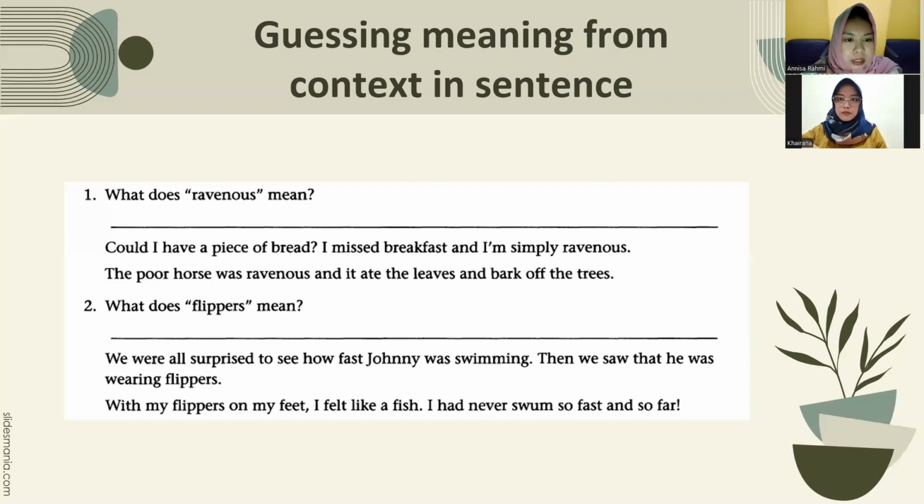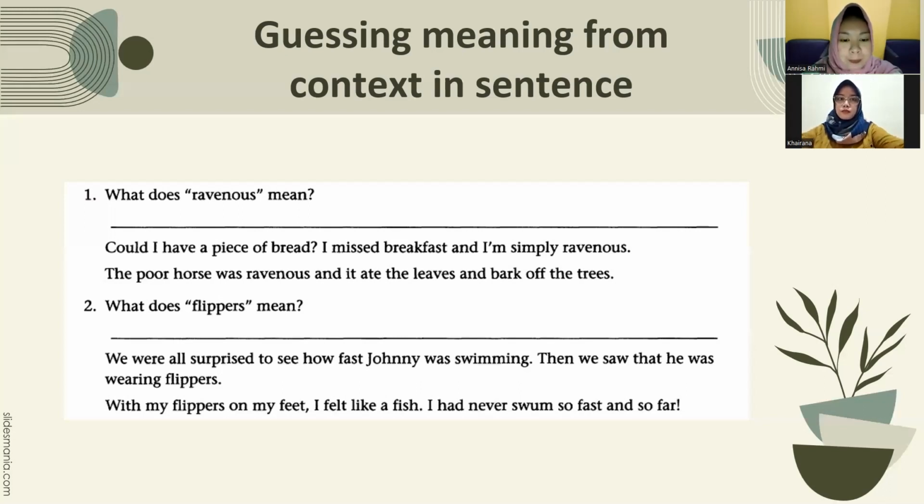In this question, we can guess the meaning of the word by only looking at the first sentence without looking at the second sentence. But what if we are not sure about our answer? So we can see the example in question number 2. The question is, what does flippers mean? In the first clue, the sentence is, we were all surprised to see how fast Johnny was swimming. Then we saw that he was wearing flippers. So in this clue, we still don't know the clear picture.